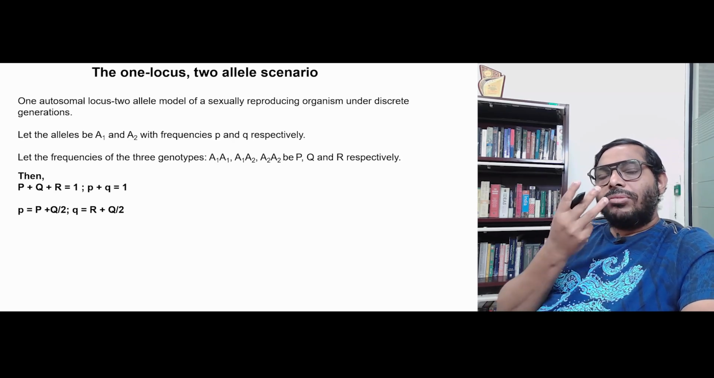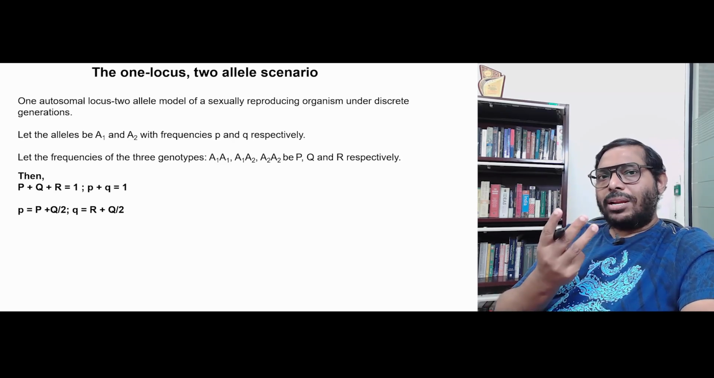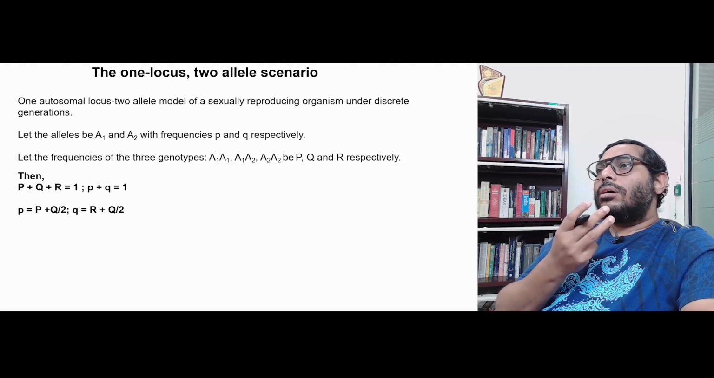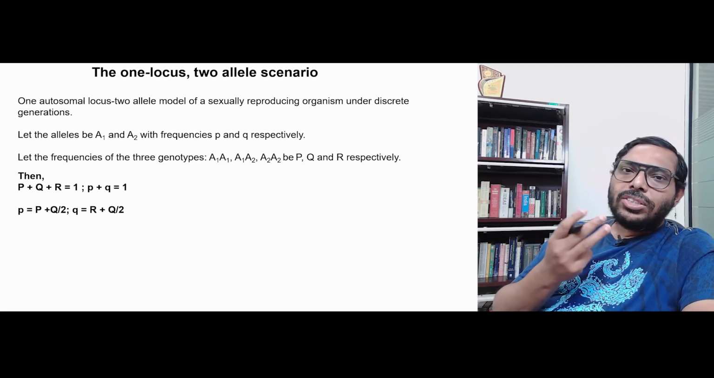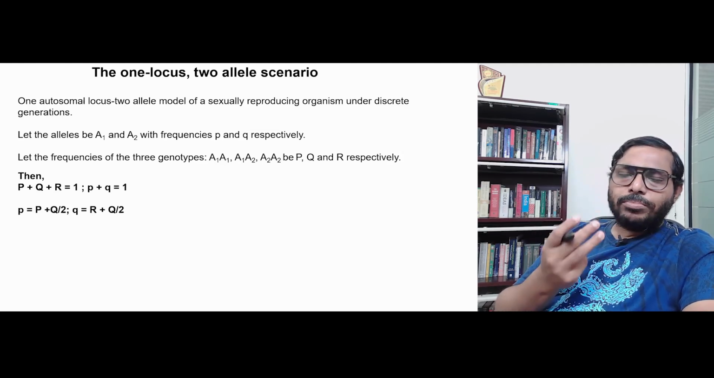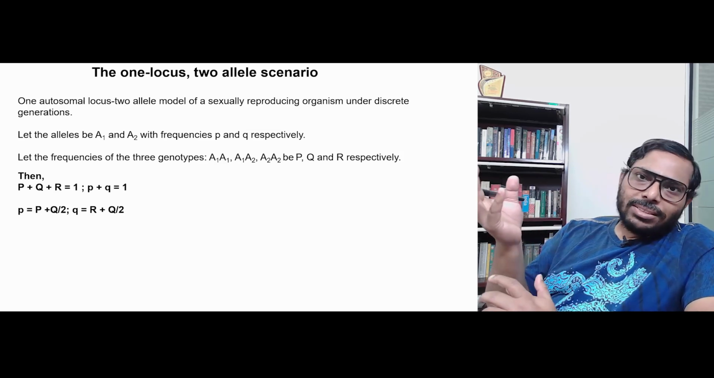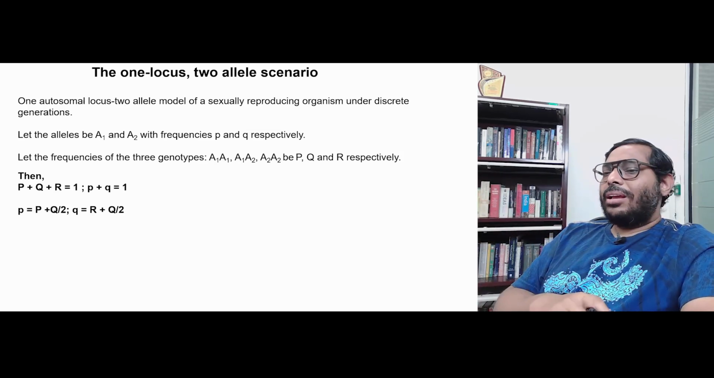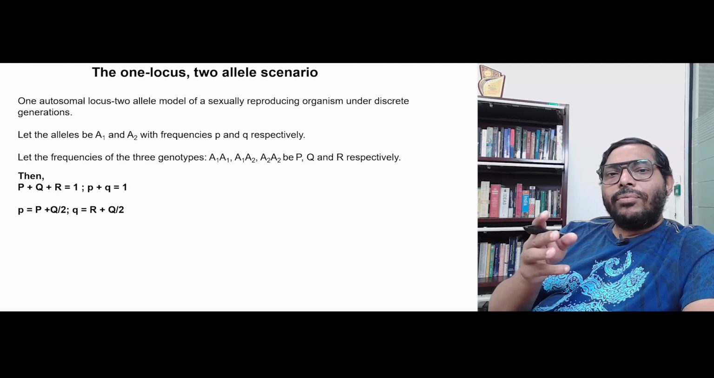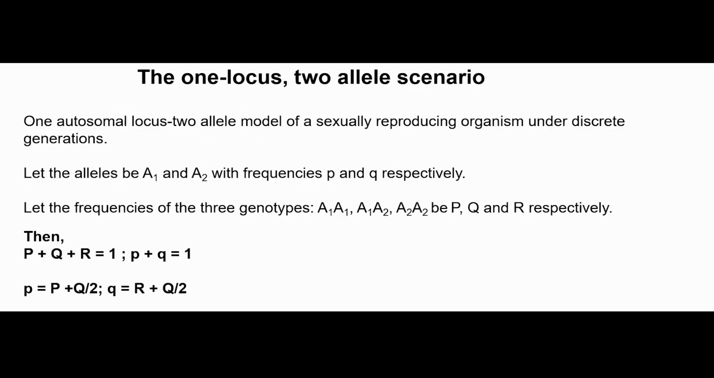We have just 3 genotypes in the population, right. So, the sum of the frequencies of the 3 genotypes, that is P plus Q plus R, has to be equal to 1. There is nothing else that can be, right. Similarly, if you have 2 alleles A1 and A2, then the frequencies of these alleles have to sum to 1, p plus q is equal to 1. So, this is kind of obvious.